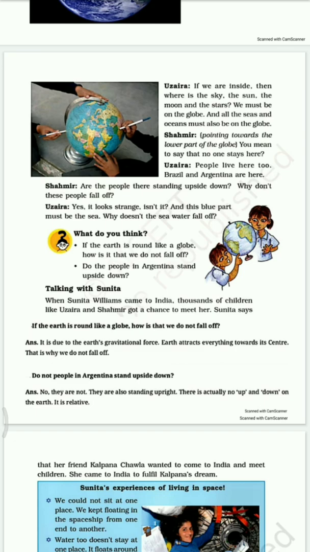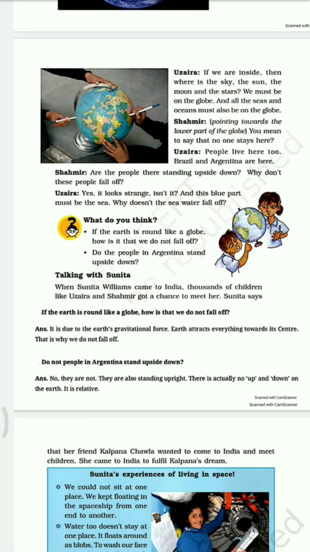Shahmir: Are the people there standing upside down? Why don't these people fall up? So he is telling that the people who are living at the lower part of the globe must be standing upside down. So why are they not falling down? Uzaira: Yes, it looks strange, isn't it? And this blue part must be sea. Why doesn't the sea water fall off?